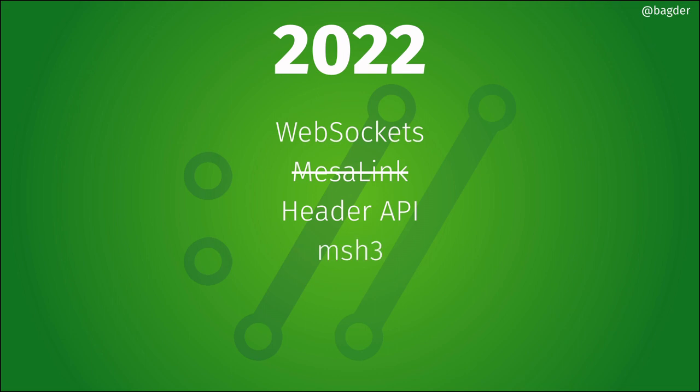We added support for MSH3. I didn't really mention it before, but this is the third HTTP3 backend. So by 2022, we now have 13 TLS backends, 3 SSH backends, 3 HTTP3 backends. And we have different IDN backends. We have different name resolver backends. So a lot of different backends. Curl is basically a maze of different backends to select from when you build curl.